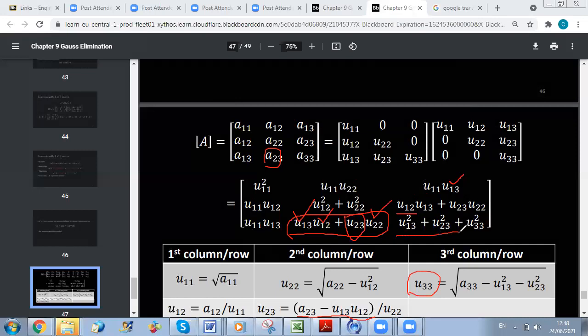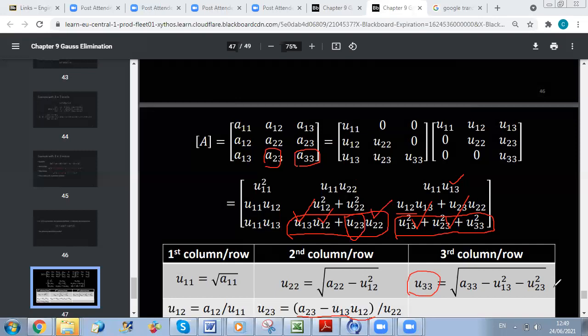So you just need to find u33. The only element involving u33 is this one. So you will use the following equation. You have that the following term should be equal to a33. So now already we have u13 and already we have u23. So we can say that u33 is radical of a33 minus u13 squared minus u23 squared.